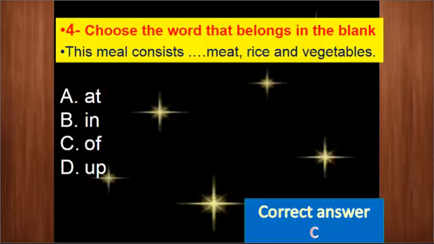Here again we have almost the same question, a verb that's followed by a preposition. This meal consists at, in, of, up, meat, rice, and vegetables. And the correct answer, the preposition that goes correctly with the verb consists, is C, of: consists of.